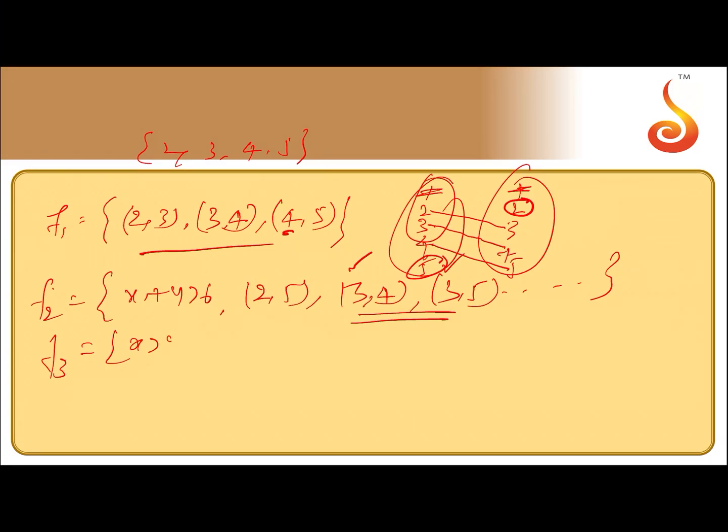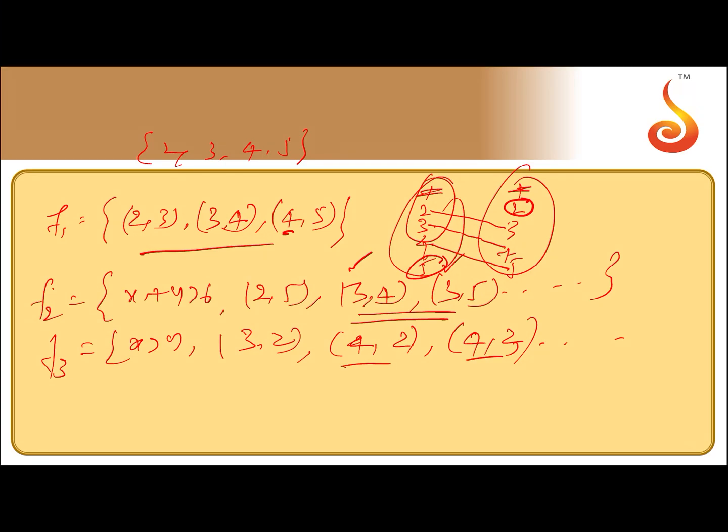So therefore it is x greater than y. How is it possible to have it? So x is equal to 3, y is equal to 2. X is equal to 4, y is equal to 2, and y is equal to 3. So therefore, and so on.